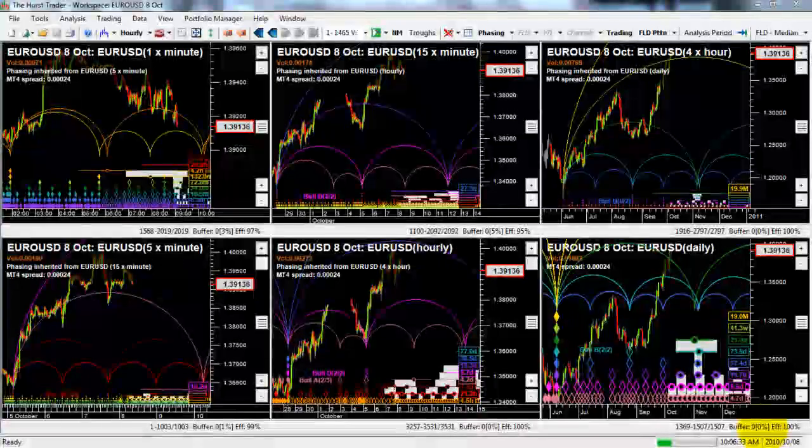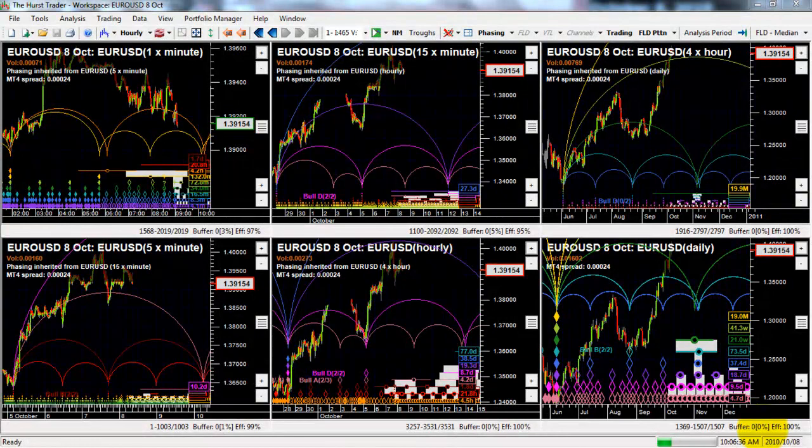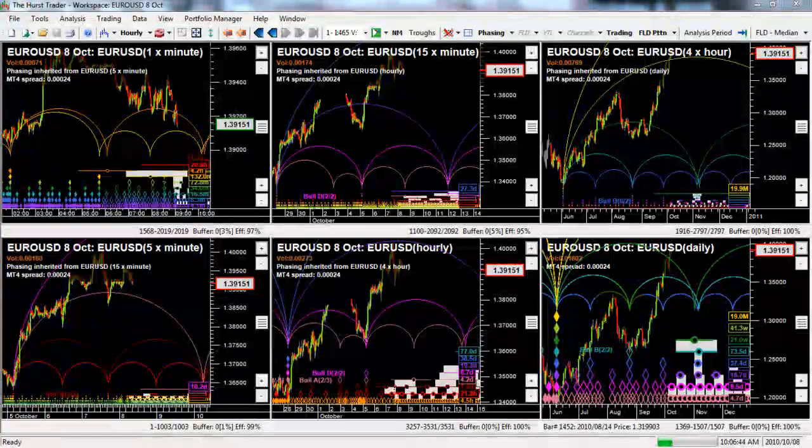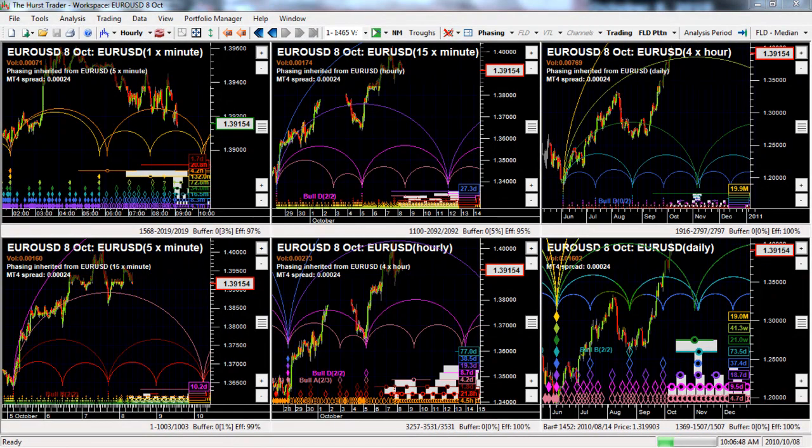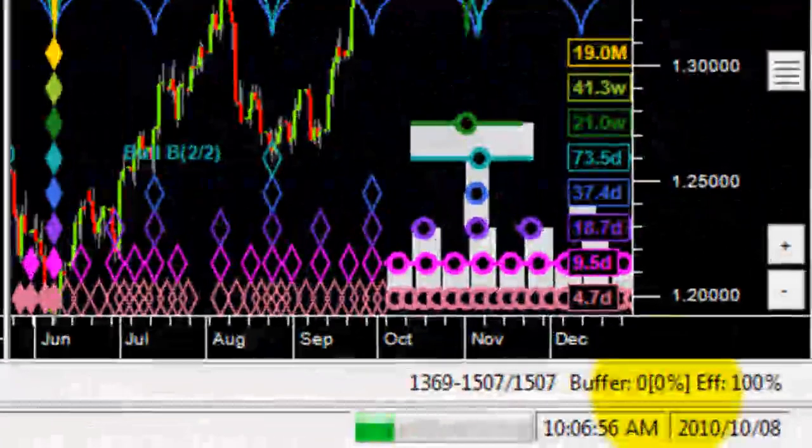The number following the word buffer is simply the number of tick prices that have come in since the analysis was started. You can see that at present all of my charts have buffers of 0. In other words, there are no pieces of price information being held in memory, and that is a very good thing.